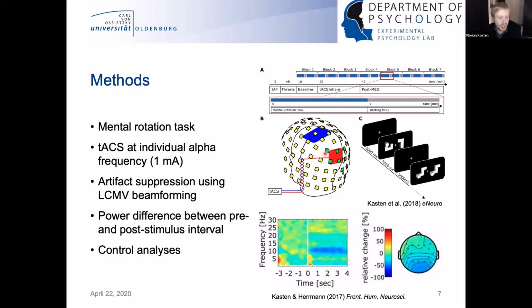We stimulated in the alpha band with a posterior montage, and then we applied a linearly constrained minimum variance beamformer, which is another approach to get rid of or strongly suppress the artifact, but that is also known to not work perfectly. And then we had a look at the power difference between these pre- and post-stimulus intervals, and we implemented some control analyses to try and rule out that our effects could be explained by a TACS artifact.